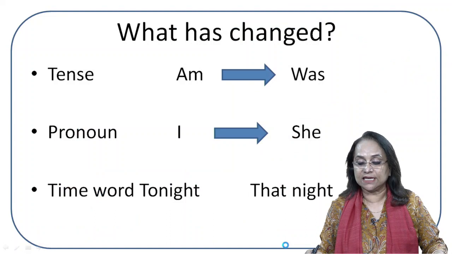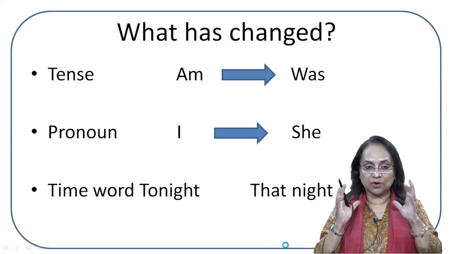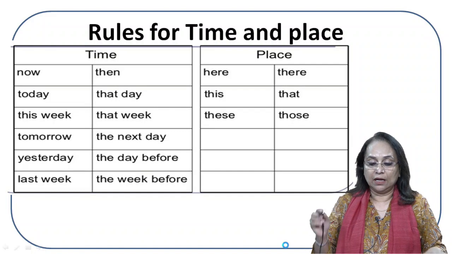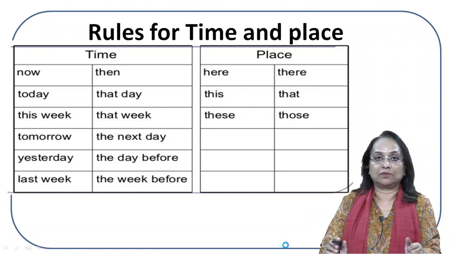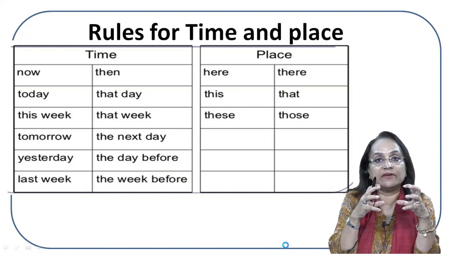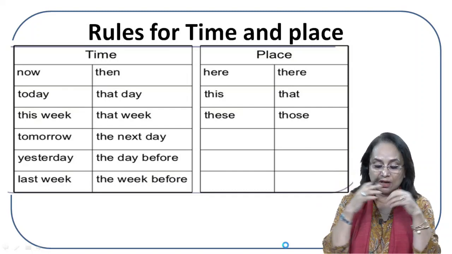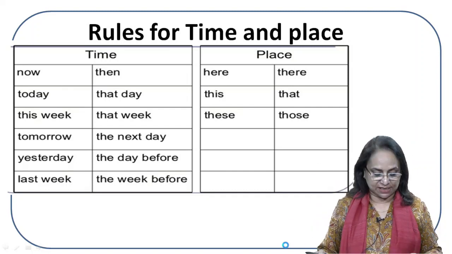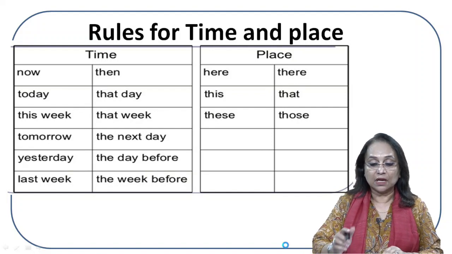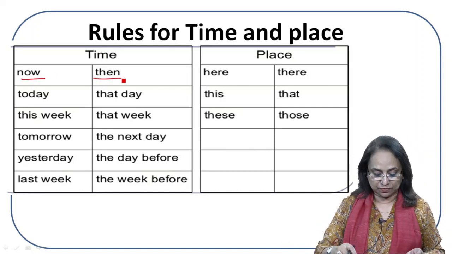So now let us come to a conclusion. What are the changes that happen? Time. Let's just do time for now. When you are putting a direct speech into indirect speech or reported speech, there is a big change in time, right? Now, how is that? Now becomes then. Let's think of a sentence with now.